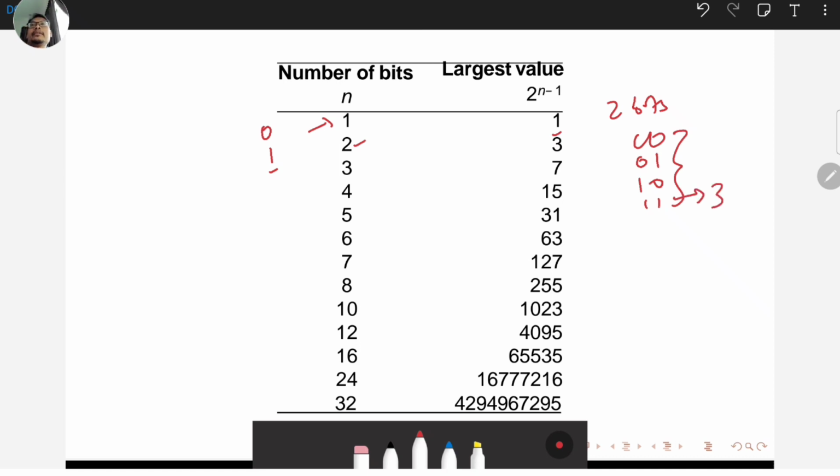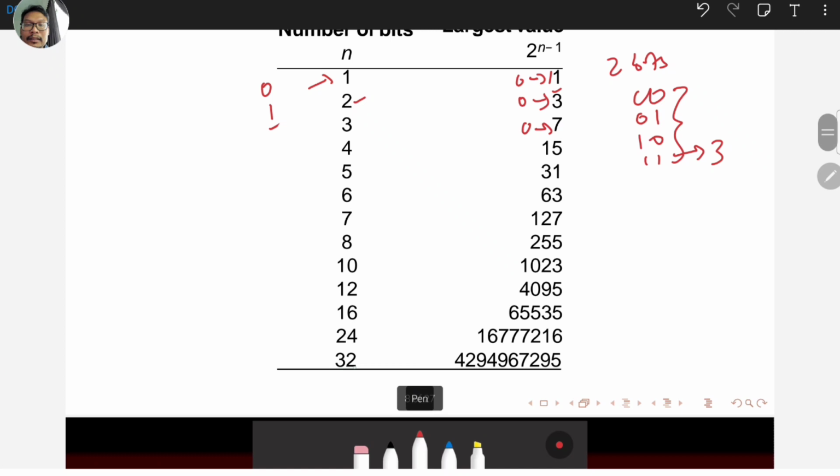So the largest number that you can represent for 2 bits is just 3. The range is between 0 to 3, and then 0 to 7 for 3 bits. So if you have 32 bits, what is the maximum number that you can represent? It is in fact 2 to the power of 32 minus 1. In general, 2 to the power n minus 1.